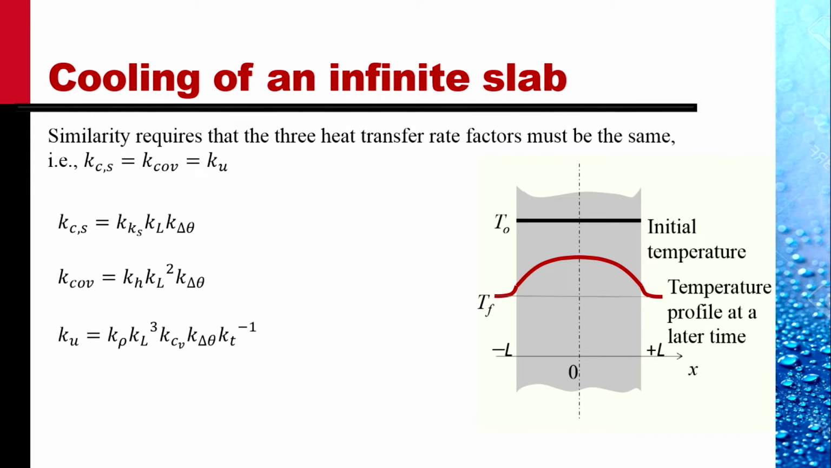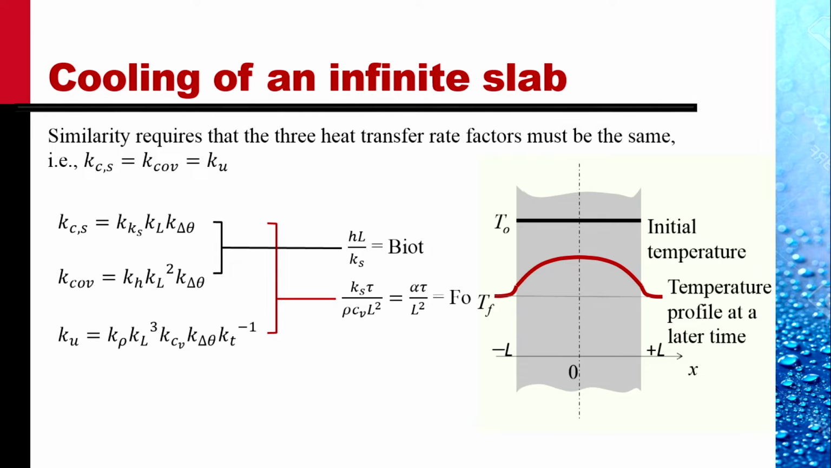The three scale factors are given here. By equating the first two, I obtain the Biot number hL by Ks, and by equating the first and third, I get Ks tau by rho Cv L square, and using the thermal diffusivity alpha for Ks divided by rho Cv, this is alpha tau by L square, and this is named the Fourier number, Fo.